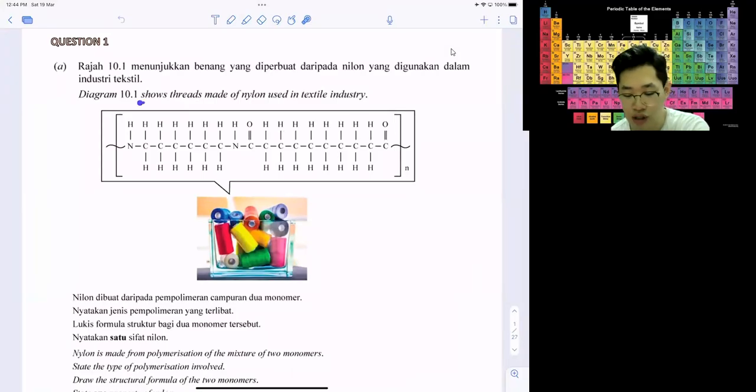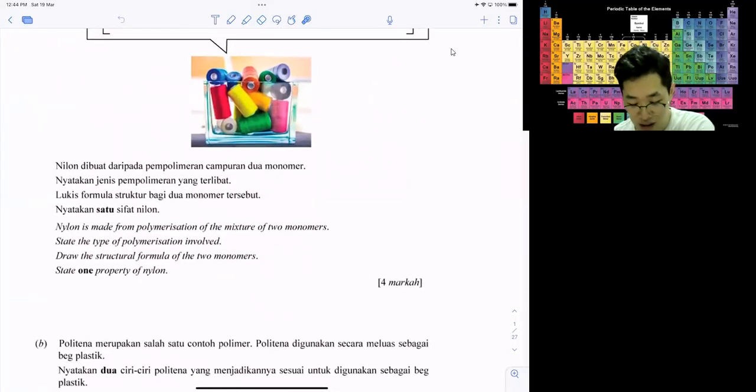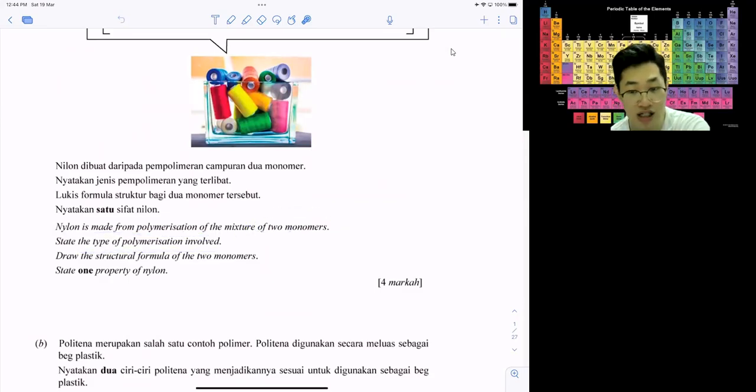Diagram 10.1 shows thread made of nylon used in the textile industry. So nylon. Nylon is made from polymerization of a mixture of two monomers. State the type of polymerization. So this polymerization will be condensation. Yes, condensation polymerization.